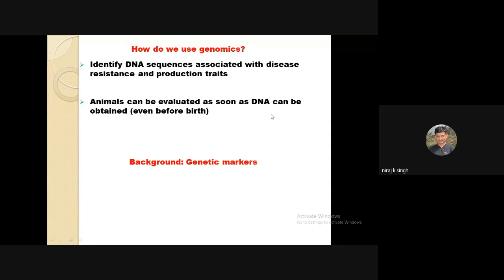So how can genomics be used? Genomics can be used to identify the sequences associated with disease resistance and production traits. So after getting the complete knowledge of the genome, we can identify whether an animal will have high performance capacity or high resistance against disease. We can identify this only after the genome study, with the help of biotechnology.